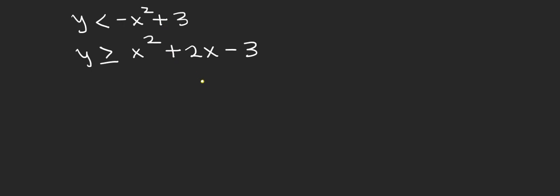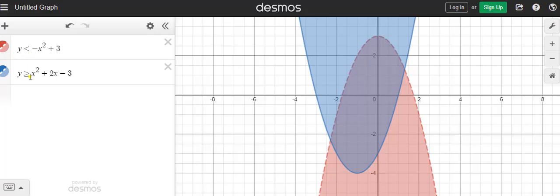Again, if you do it by hand, it's going to take a long time, so I'm going to use Desmos. I graphed both inequalities using Desmos. This y less than negative x squared plus 3 is represented by the red, and y greater than or equal to x squared plus 2x minus 3 is represented by the blue. Notice how the blue has a solid line because you have a little underline, and red has a dotted line. So where do they both overlap? Over here.